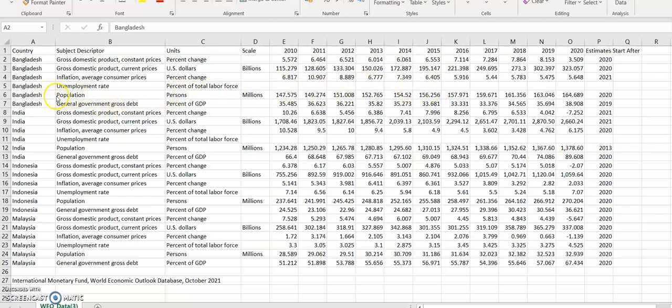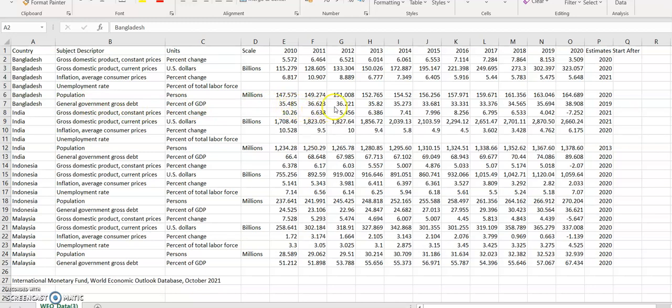Okay, let's look at population in Bangladesh. Population in Bangladesh in 2010 is 147.5 million, and in 2020, 164. We say 165 million in 2020.